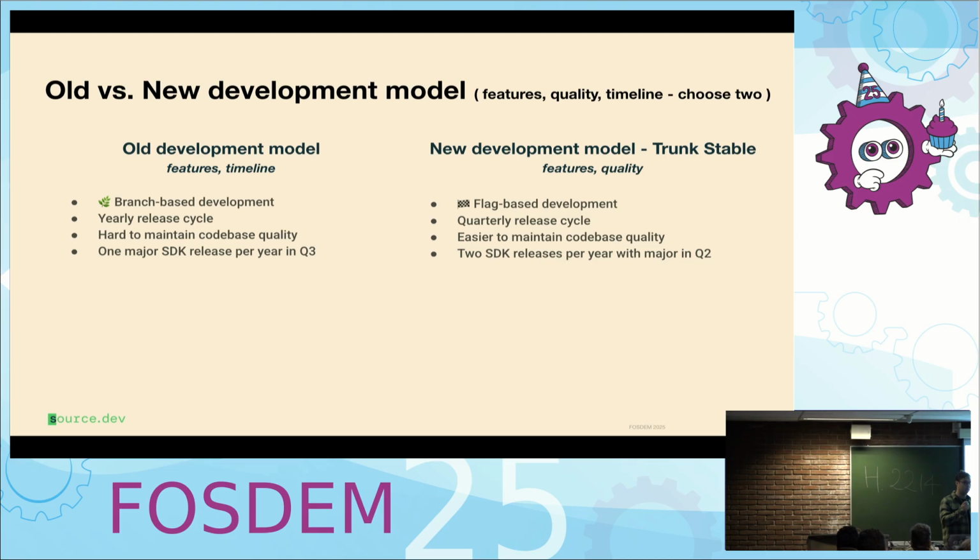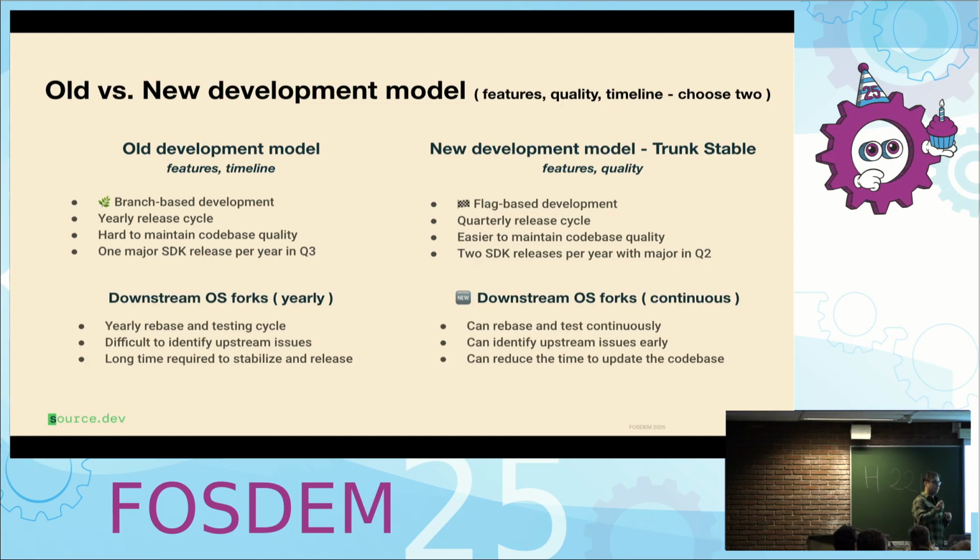By comparison, the new development model is flag-based. There's a quarterly release cadence. And in theory, it's easier to maintain code base quality. And as I said, you could already see the benefits of this in AOSP. And then you get a few more SDK releases per year, which is also important because what the old model was missing was feedback from developers on API usage in the applications and so on. And this model enables that.